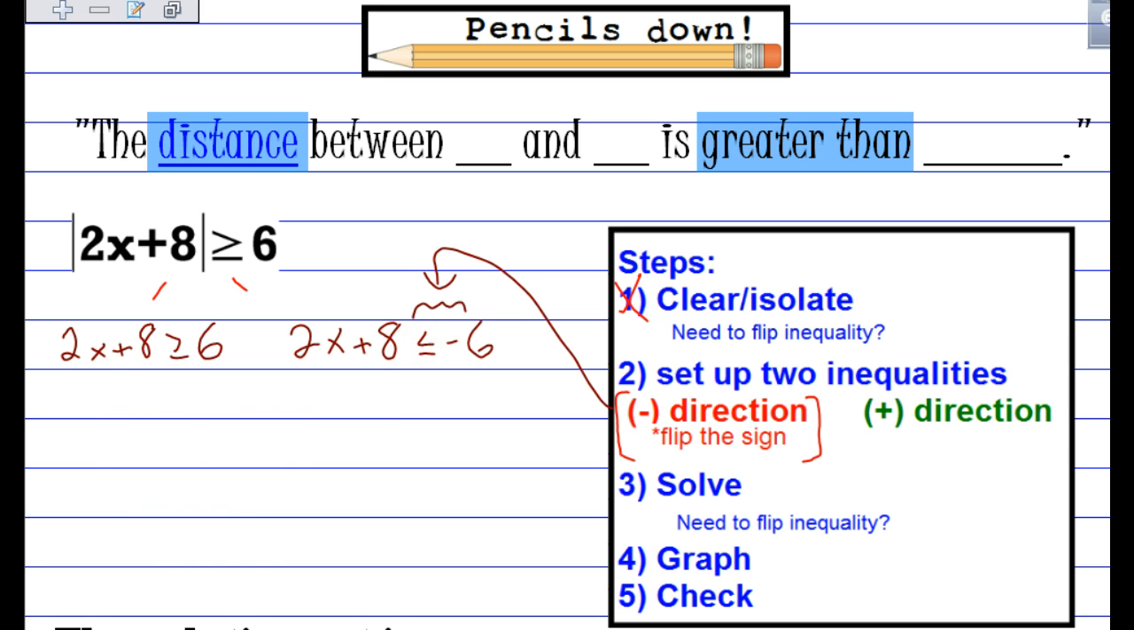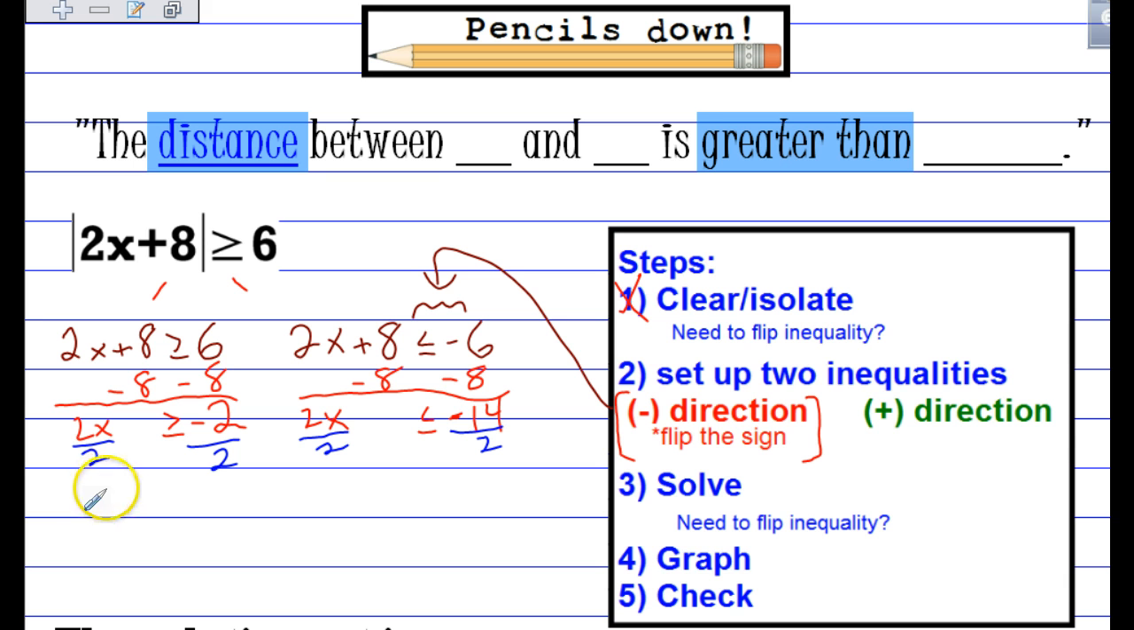Okay. From here, as you guys know, do the same thing to both sides. 2x less than or equal to, and greater than or equal to negative 2. Wait, wouldn't you switch that because of the negative? No. Only, yeah, very good. Only when you divide by a negative.